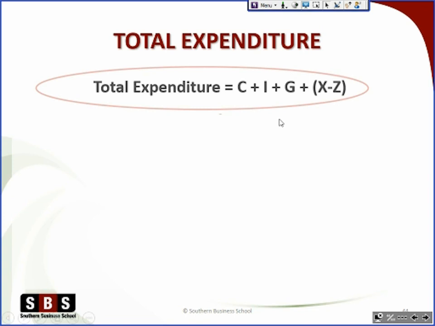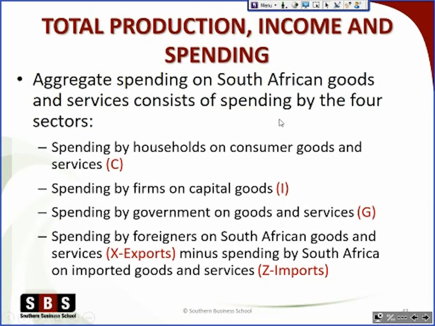So you've got to know what the symbols stand for, and I'm going to go back to the previous slide. The C stands for spending by households on consumer goods. And the I is spending by firms on capital goods. That's the investment part. And then spending by government on goods and services is the government spending part, the G. And spending by foreigners on South African goods is the exports. If we export overseas, then the foreigners buy our product. That's where the money flows. It flows from the foreigners paying South Africa for the stuff that they import from South Africa. Okay, so X is exports, and then imports is spending by South Africa on imported goods if we import from overseas.